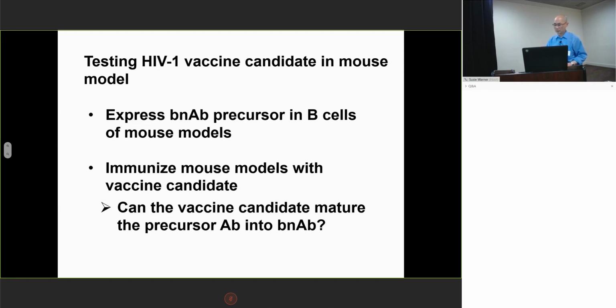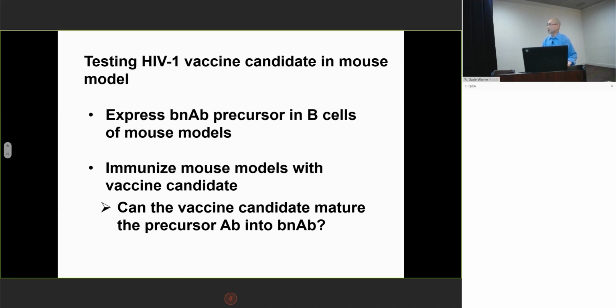So here's how people use mouse models to test vaccine candidates. Broadly, a major goal of HIV vaccine development is to induce broadly neutralizing antibodies. These antibodies evolve from unmutated common ancestors that go through a very extensive process of affinity maturation. So the question is, how can you design an immunogen that can realize this process?